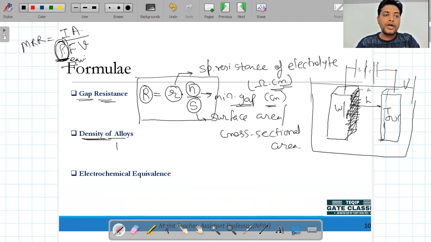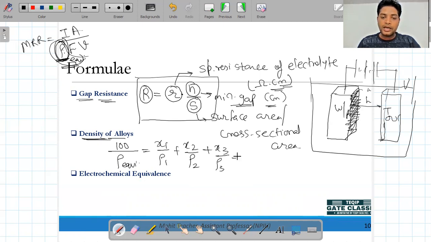Okay, if it is an alloy base, then this density is not for the single material, it is for the alloy. So how will we calculate this equivalent density? For this, the formula will be 100 by rho equivalent equals x1 by rho 1 plus x2 by rho 2 plus x3 by rho 3, and like this. If there are n number of materials, then similarly we keep adding.